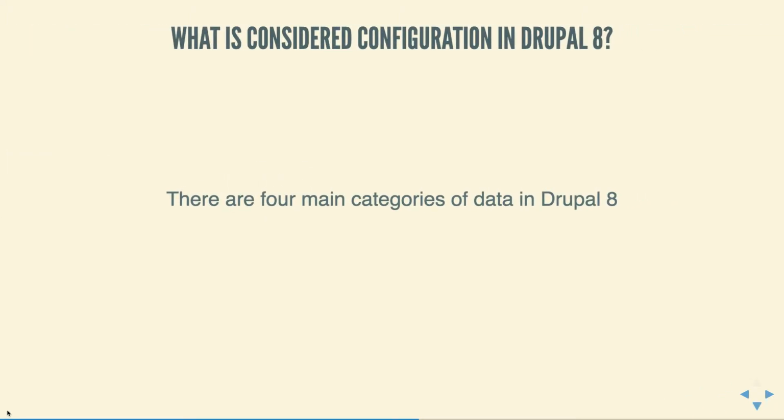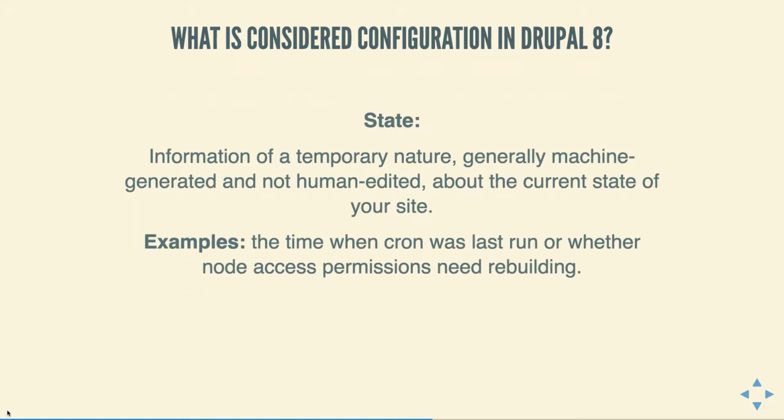So there are 4 main categories of data in Drupal 8, and this is going to help us understand what configuration actually is. First you have state. This is information of a temporary nature, generally machine generated, about the current state of your site. Makes sense? Examples of this would be the last time that cron was run, whether node access permissions need rebuilding.